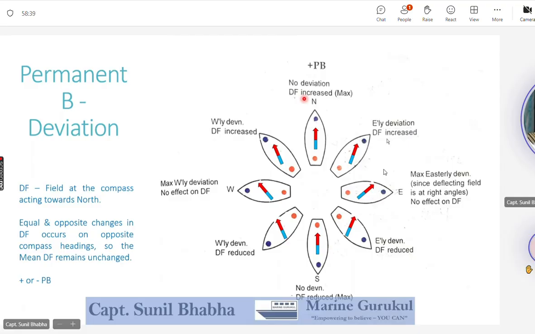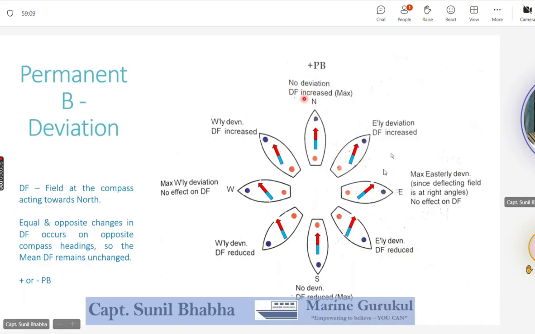But it is causing some deviation, no, sir? So it's not like on the perfectly magnetic north. It is slightly causing a deviation. Yes, it is easterly deviation. Now you see the deviation is basically generated by a force which acts in the east-west direction. And this directive force is affected by the north-south component of the ship's magnetism.